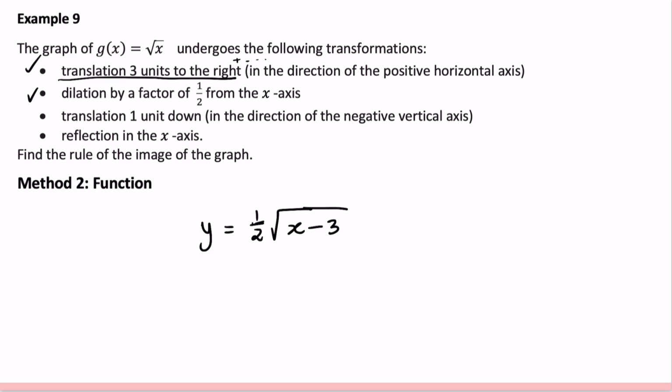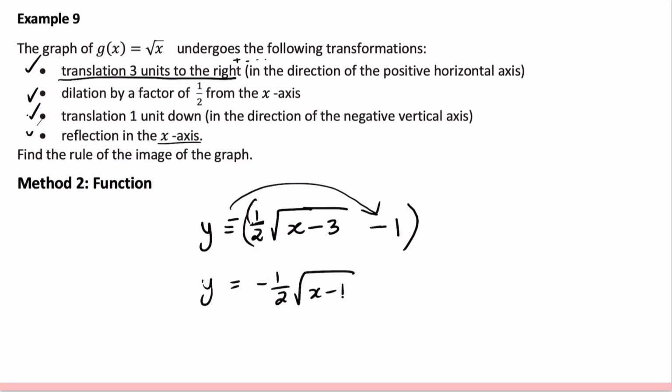Then it says there's a translation of 1 unit down. So that would mean that I would subtract 1, because again, it's affecting the y values. And the last one is a reflection in the x-axis. So in the x-axis means I'm multiplying the whole function by a negative. So it's really important to include those brackets. So in this case, I'm going to now expand it. So it looks like that. And you can see that the negative times a negative will result in a positive.